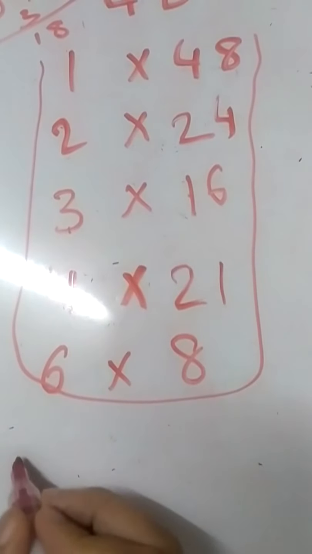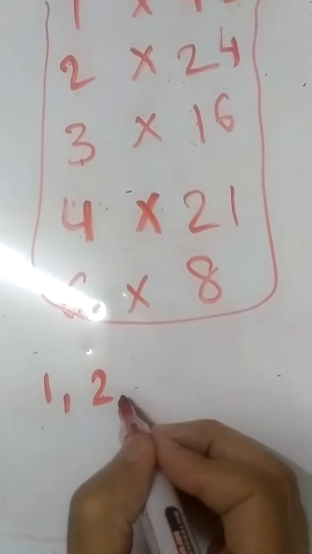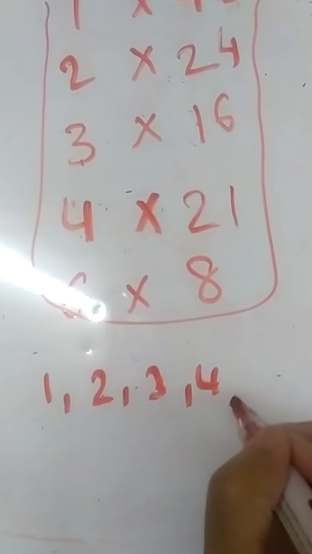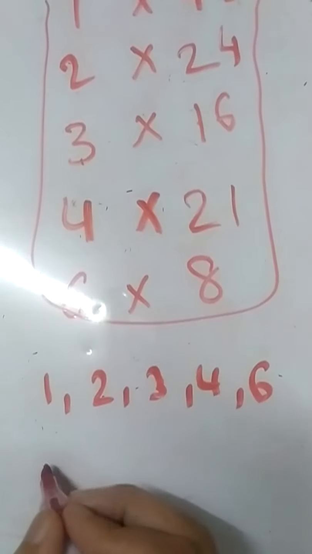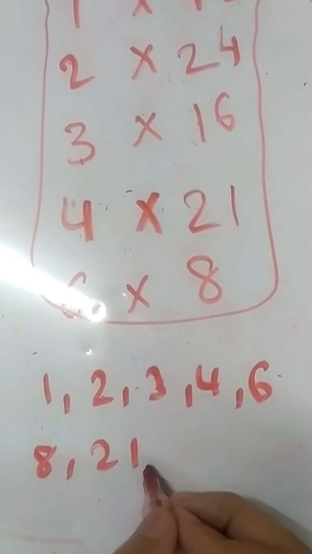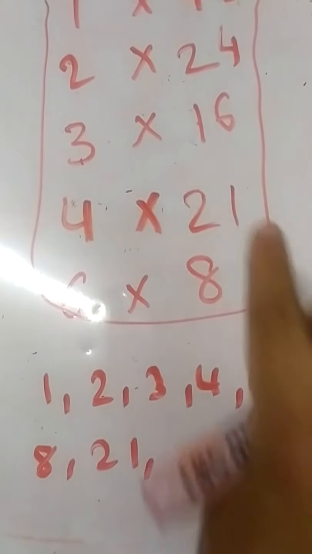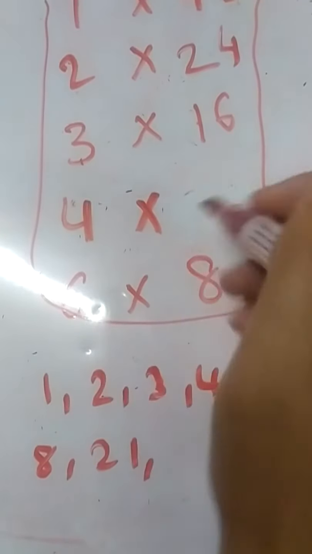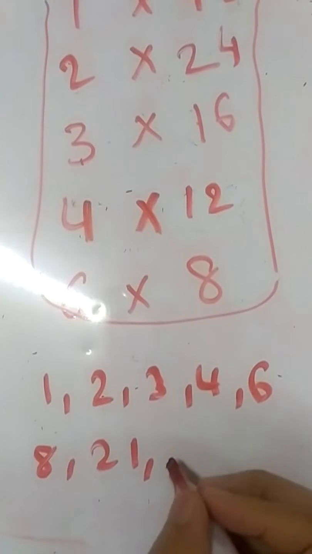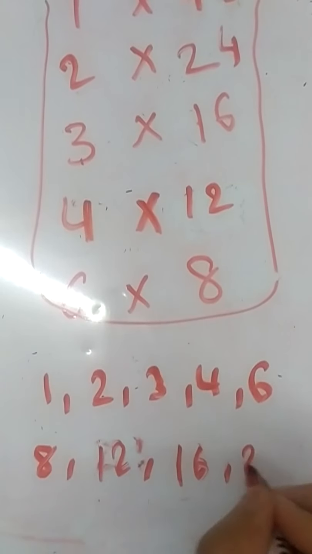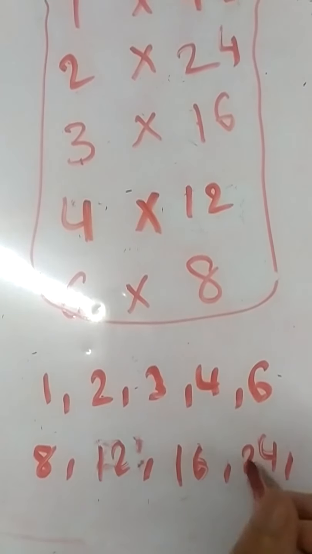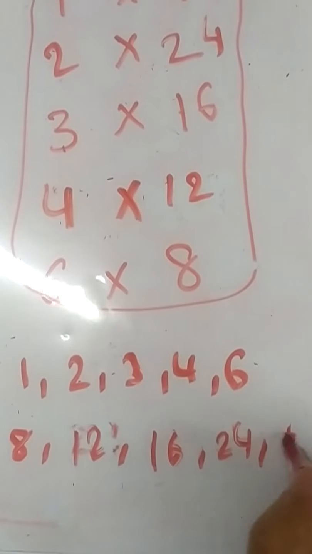So it's going to be what? It's going to be 1, 2, 3, 4, 6. I'm writing them in order like this. Okay, and then 8, 12. That's a 12, not 21, sorry. Okay, 4 times 12. So that's a 12 here. And then 16. And then 24. And the last one is going to be 48. So this is again how to list all the factors of a certain number.